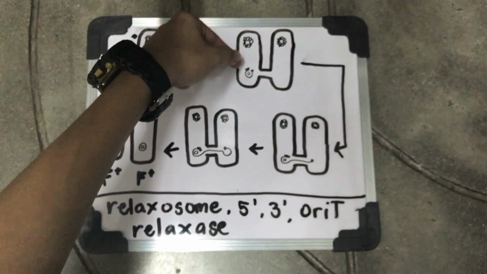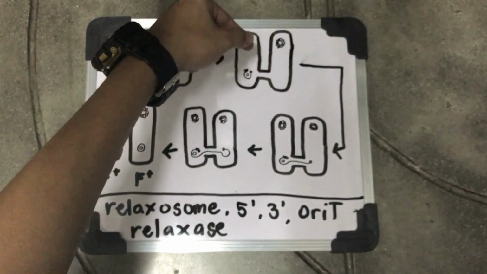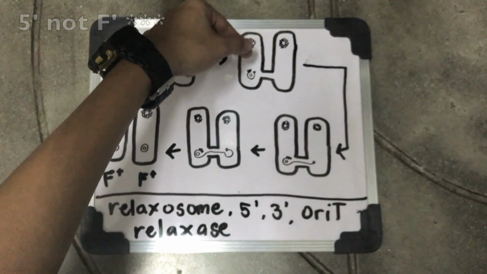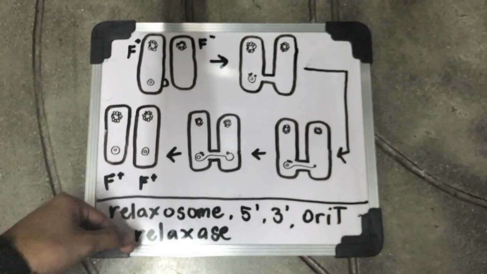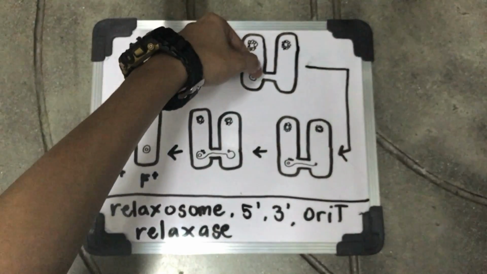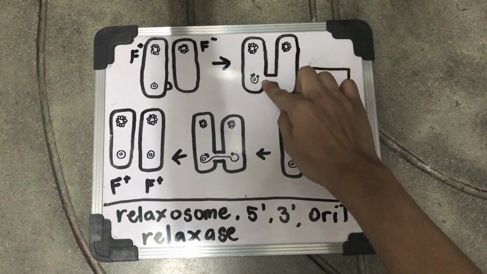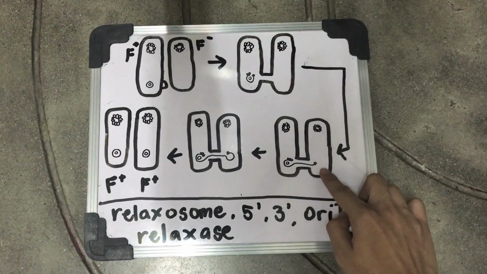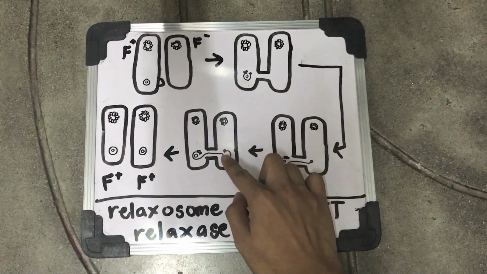The strand of the F factor is cut into two parts. The first part is called the 5' end, and the other part is called the 3' end. Relaxase, an enzyme associated with the relaxosome, attaches itself to the 5' end. The 5' end of the F factor goes inside of the F minus cell. Once inside, the 5' end goes into a circle formation and replicates.